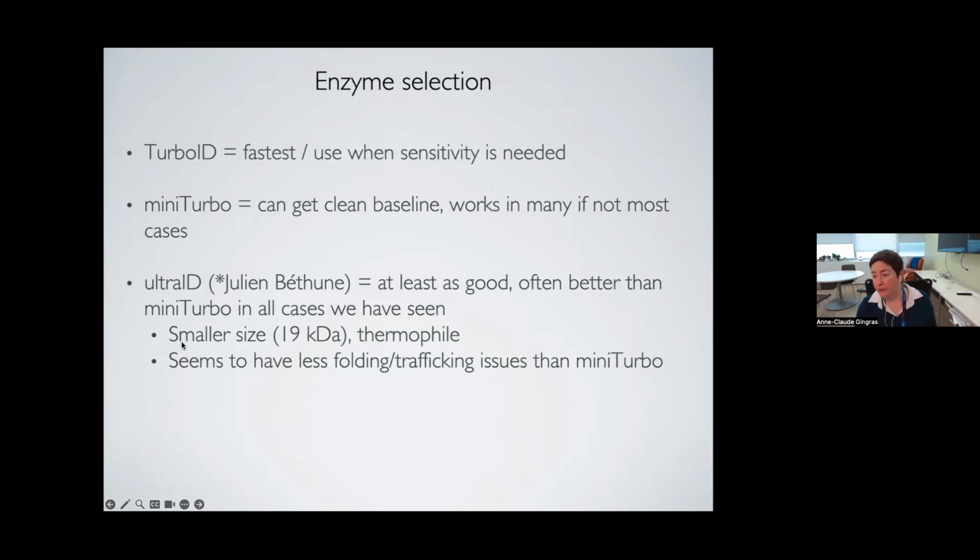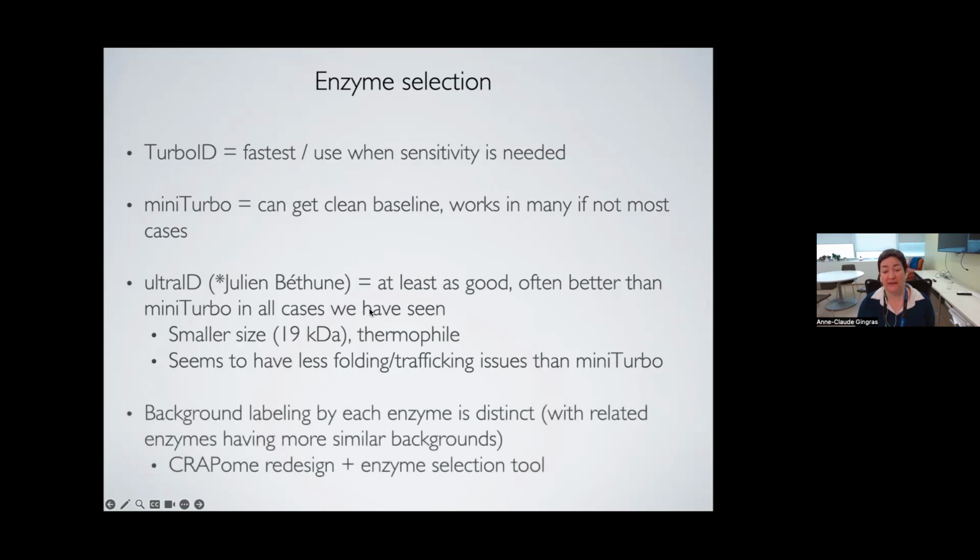So a couple of notes on this. It's smaller. It's 19 kilodalton. It's also from a thermophile, so we think the folding is actually a little bit easier because of that. And it seems to have less trafficking issue than Mini Turbo. So we have now decided that for the CellMap V2, this is essentially the enzyme that we're going to be using.